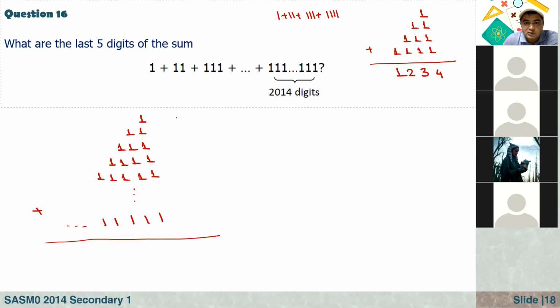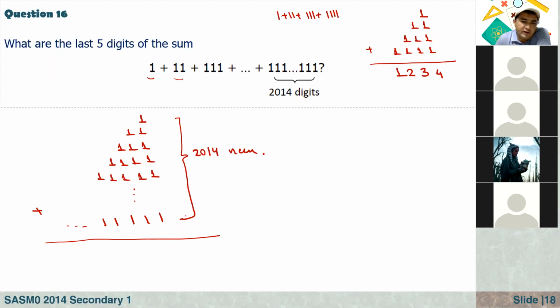And how many numbers do we have here? Here we have 2014 numbers, right? Because our first number has 1 digit, second number 2 digits. Since the last number has 2014 digits, that means that here we are adding 2014 numbers where all the digits are ones.